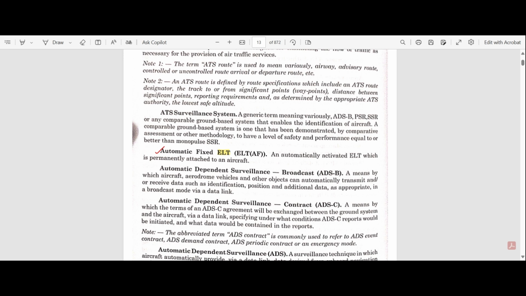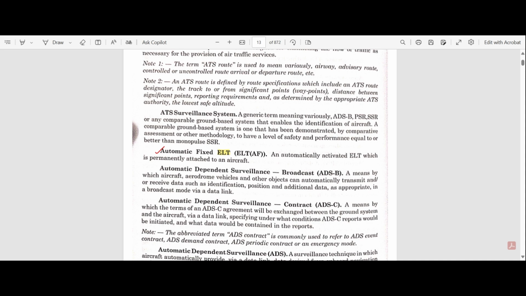You just need to know ADS-B and ADS-C, automatic dependent surveillance, broadcast and contract. ADS-B means they automatically transmit or receive data, but ADS-C means the exchange would be via some data link which will specify some conditions that would be initiated and would be required.